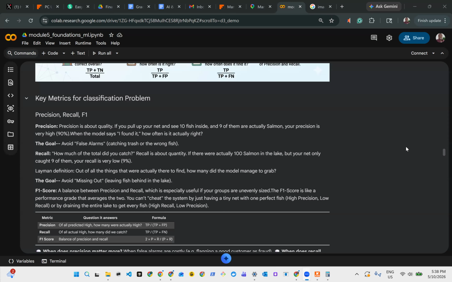So we say precision is about quality, recall is about quantity. Then the last one is the balance, which is F1 score. F1 score is a balance between both quality and quantity, precision and recall, which is especially useful if your groups are uneven. When we say a group is uneven, like a 1% population of those who have the disease in the country, that is uneven.